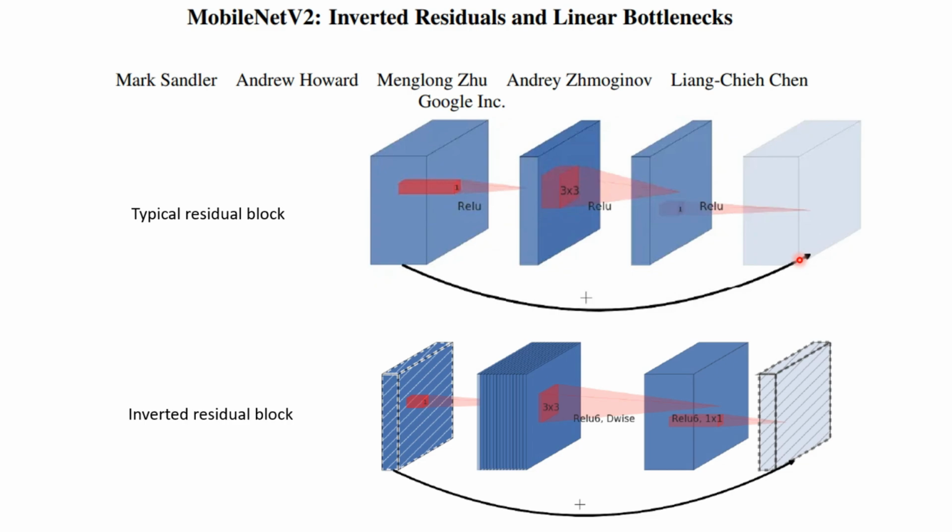However, in an inverted residual block, the input is first expanded to a higher dimensional space using a one-by-one convolution. Afterward, a depth-wise separable convolution is applied, significantly reducing the number of parameters. The output is then projected back to the original lower dimensional space, and a shortcut is added from the input to the bottleneck layer.